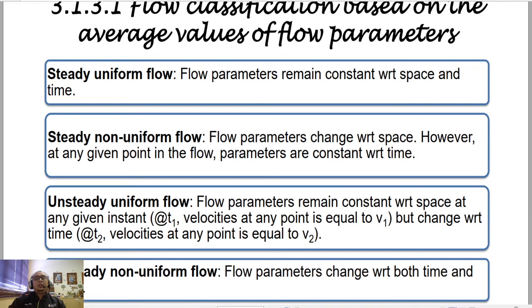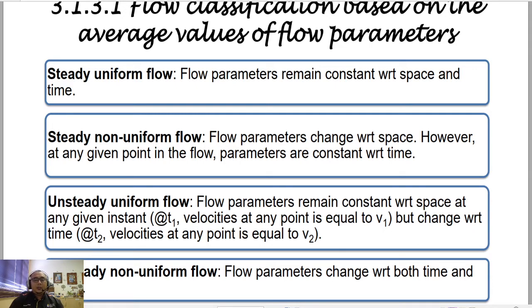Okay, maksudnya kita punya flow parameter, for example, kita punya velocity, kita punya flow rate adalah remain constant. Dia tak berubah. Dia tak berubah terhadap space dan dia tidak berubah terhadap masa. Maksudnya dia punya flow tu steady sahaja. And then sama juga dia punya space. Okay, kalau space dia akan remain constant. Kemudian kalau steady non-uniform flow, flow parameters change with respect to space.